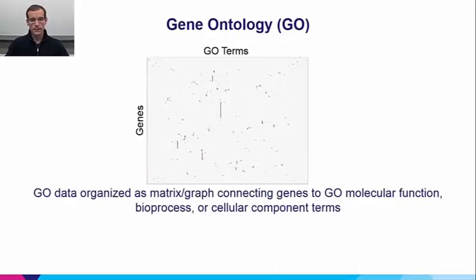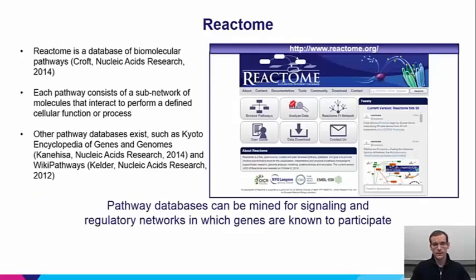So we can download this data and parse it again into one of these matrix formats. And now again we see this big picture about how genes are related to each other based on these gene ontology terms that they share. The next resource that we'll talk about is called Reactome, and this is a database of biomolecular pathways. Each pathway consists of a subnetwork of molecules that have been documented to interact to perform some kind of defined cellular function or process. Reactome is one of many pathway databases.